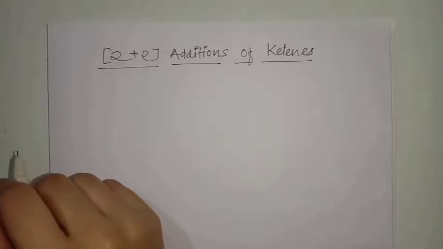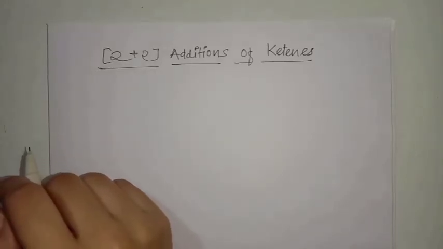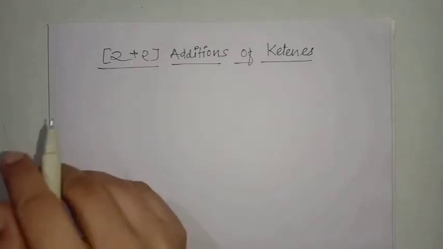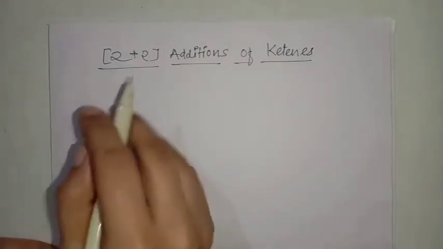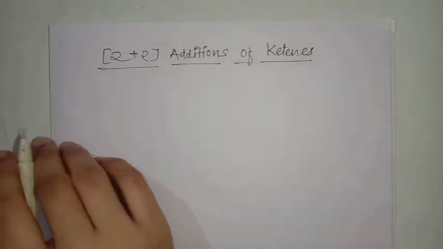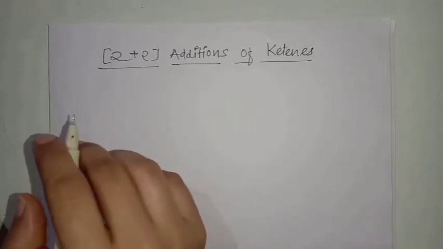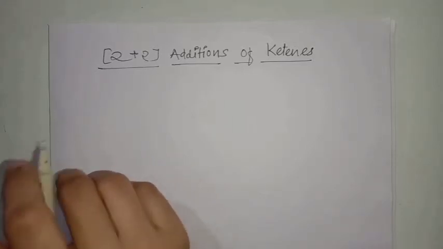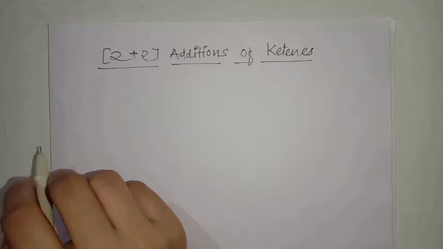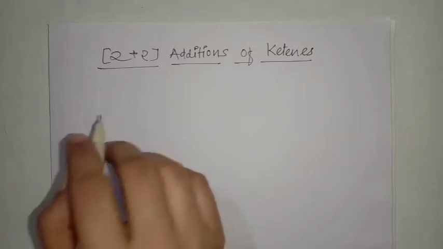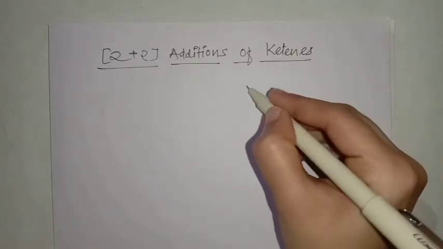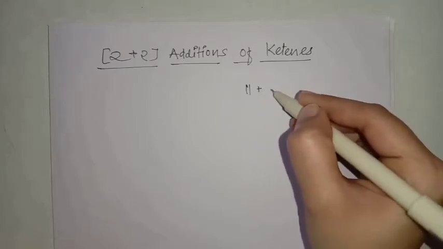Students, today we are going to discuss the 2 plus 2 cycloaddition reaction of ketenes. Firstly, the cycloaddition reactions of ketenes are familiar with the cycloadditions of alkenes, and normally what we have seen up to now is the Diels-Alder reaction and all. So just see, in case of ketenes, we are going to discuss the cycloaddition reaction of ketene plus alkenes.